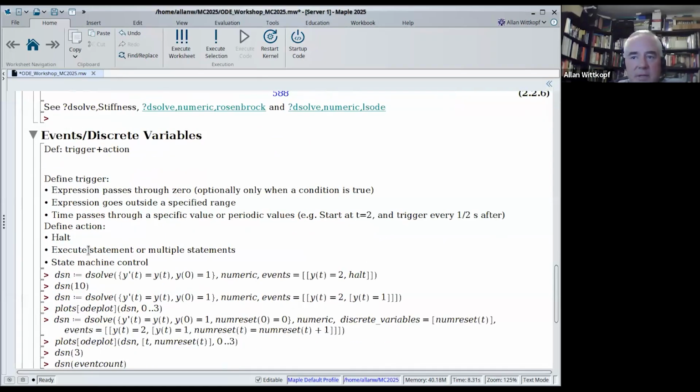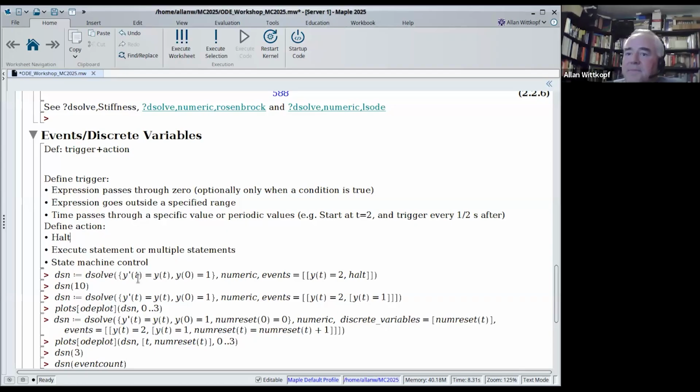Action. The most obvious one is halt. Once you achieve this event, you may want to stop the simulation. You may want to execute a statement or multiple statements. You may want to run a state machine. Again, a state machine would be via statement or multiple statements, but in addition, for a state machine, you'd want discrete variables. And I'll show briefly how to do that here.